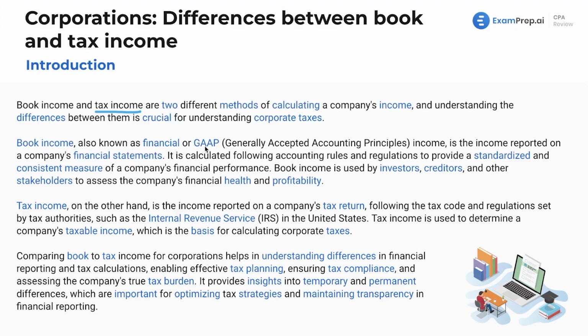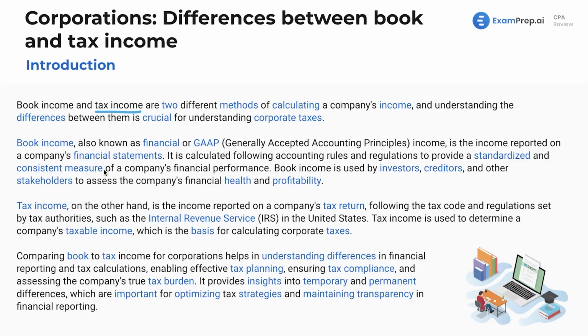It's also known as financial or GAAP income. This is the income reported on a company's financial statements. Now, a lot of times, can you create financial statements from tax income, from a tax return, or can you figure out what a taxable income is from book income? Yeah, totally. And that's what we're going to see here. The differences between these two incomes, the items that you have to reconcile.